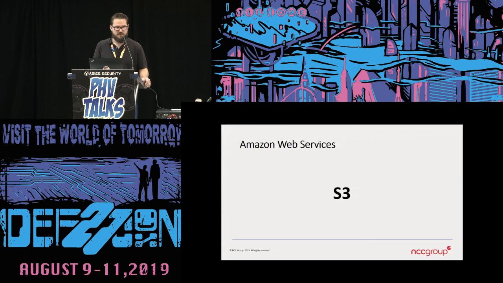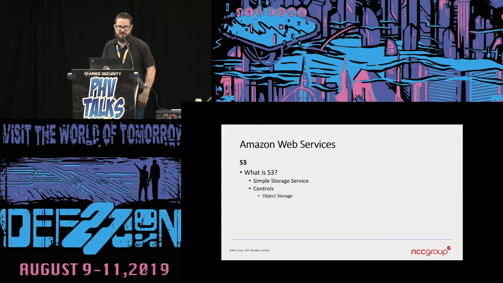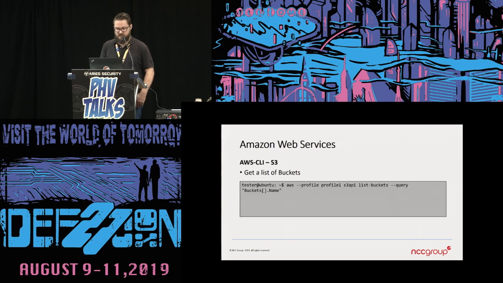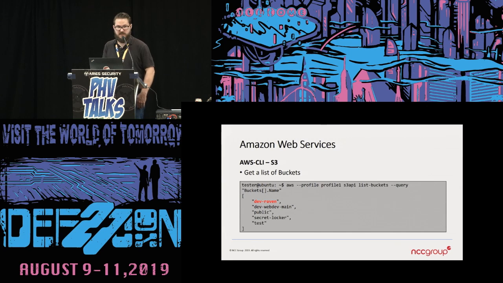So the next service we want to look at is the S3 service. That is simple storage service, and it deals with object storage. You may be familiar with the term buckets. So first thing we want to do is get a listing of the buckets on the account. So we'll run this query, which will dump out a listing of the bucket names. So we see here we've got a bucket named dev_raven. Let's go ahead and take that for our next queries.